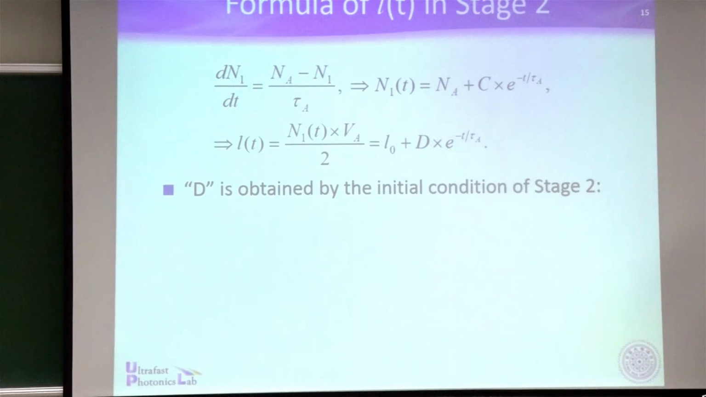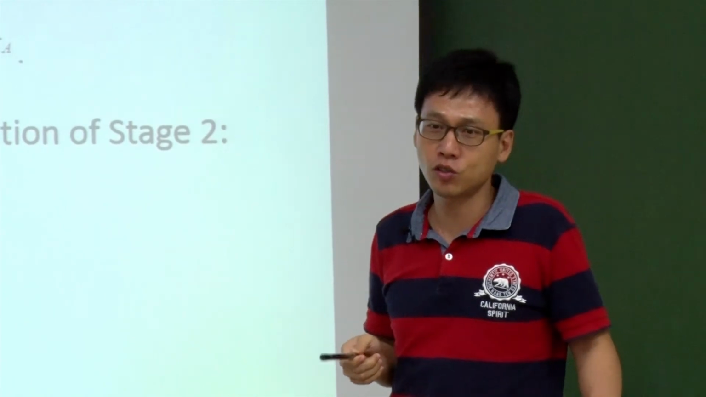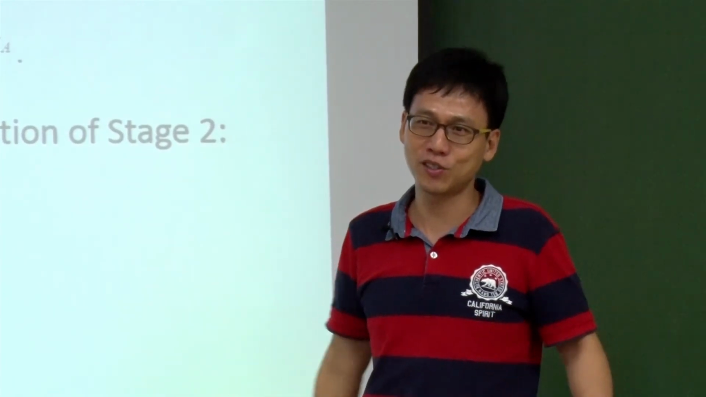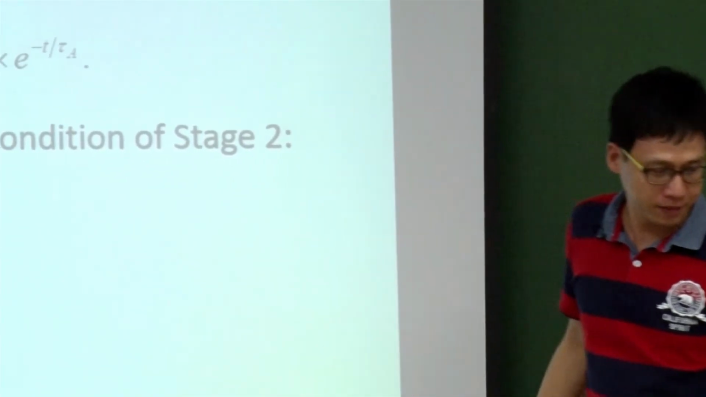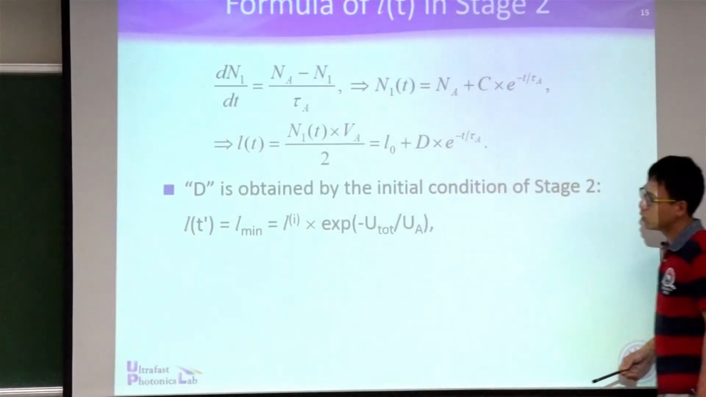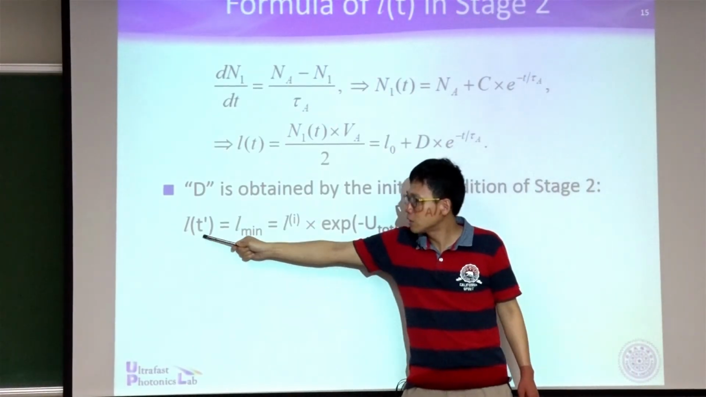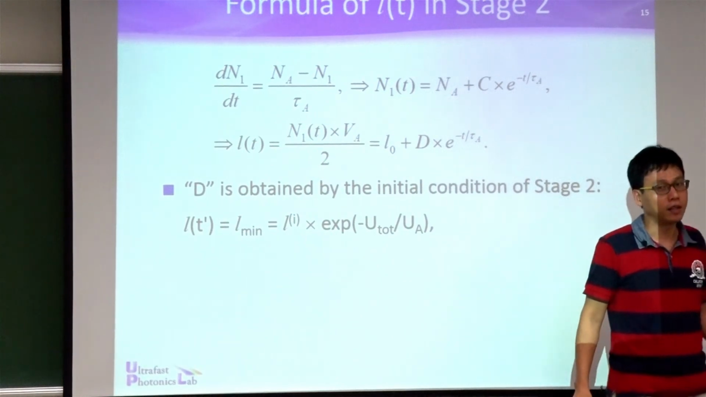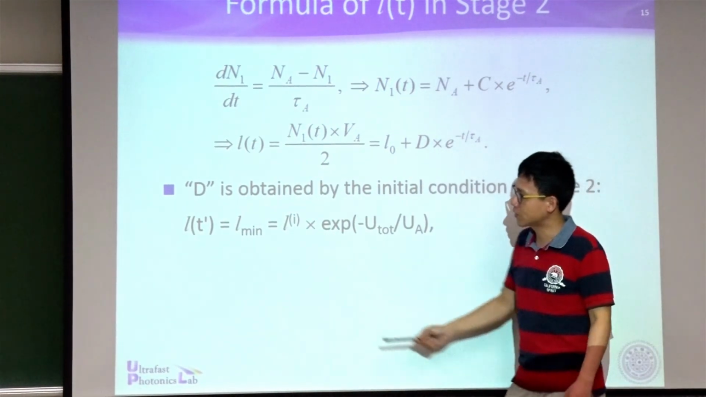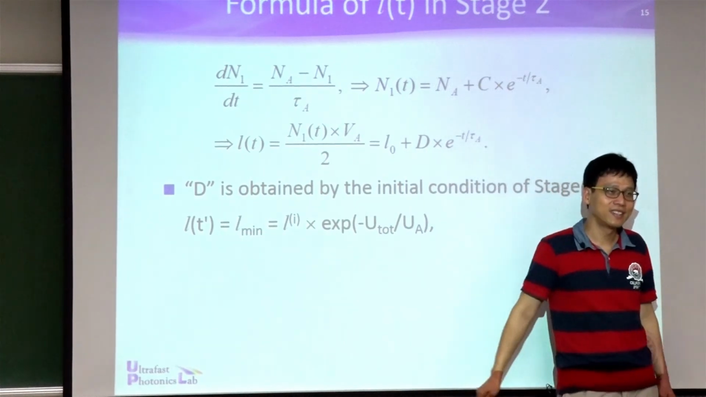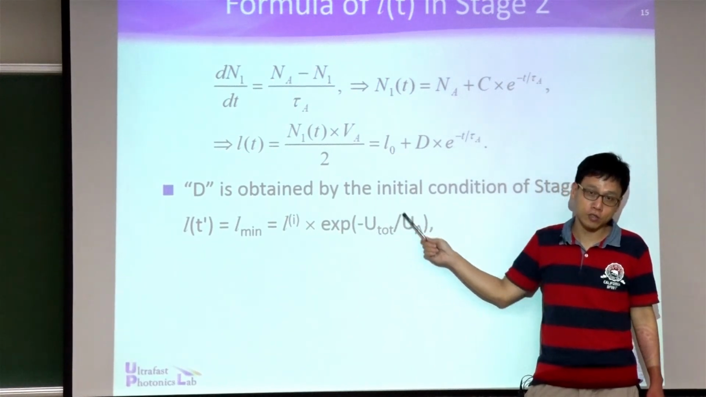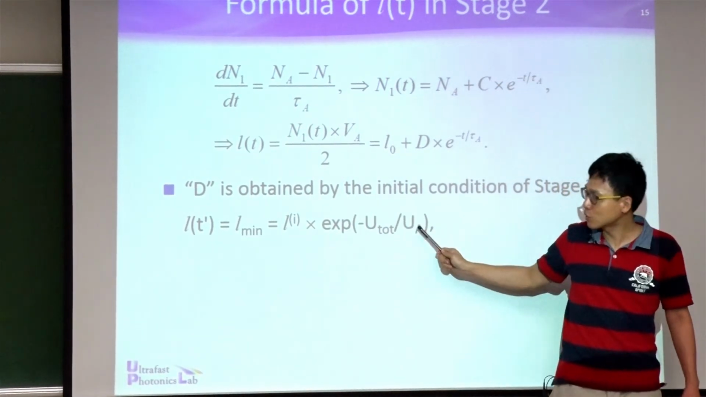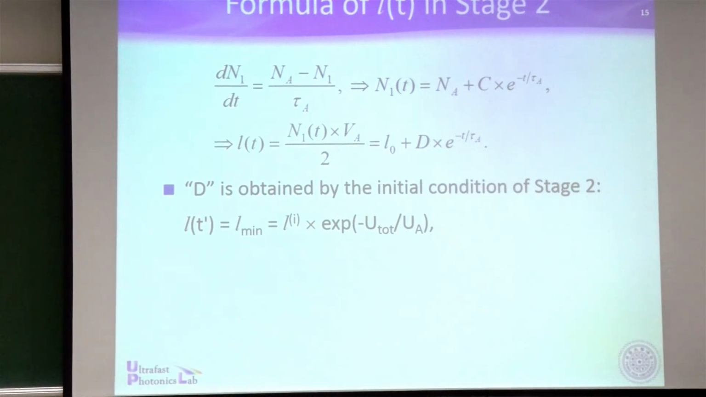What is our initial condition? The initial condition of stage 2 is actually the end condition of stage 1, because they are connected with each other, right? So what happens by the end of stage 1? In stage 1, we know the last moment is t equals t prime, right? And at that moment, your loss is this one. And the minimum loss depends on the total pulse energy over saturation energy. So this is your initial condition for stage 2.